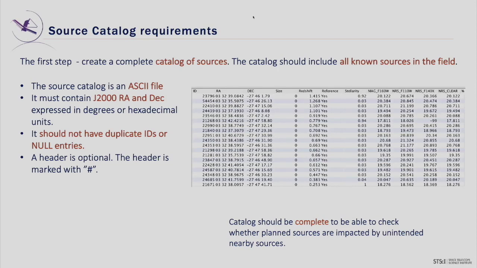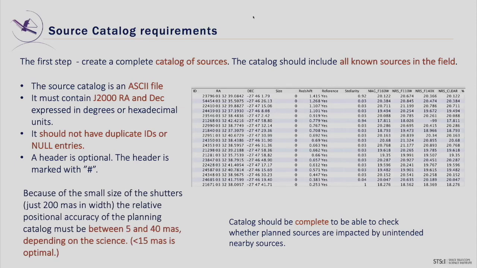The catalog is just an ASCII file. It has to contain J2000 RA and DEC minimally. It should also have target IDs, source IDs, and the observed targets will, of course, be derived from this listing of candidate targets. The header in the file is optional, but it helps to instruct the MPT during the ingest of the catalog. It helps to instruct MPT what the columns contain, what type of data the catalog columns contain.